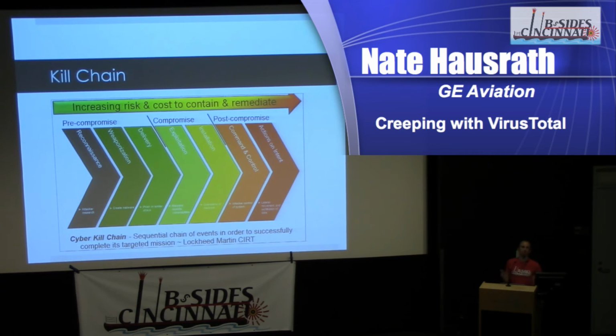Reconnaissance, that's the front end. Maybe they're scanning your DMZs. You can see that in logs as well. But weaponization is stuff they're doing on their end, right? How do you detect that?